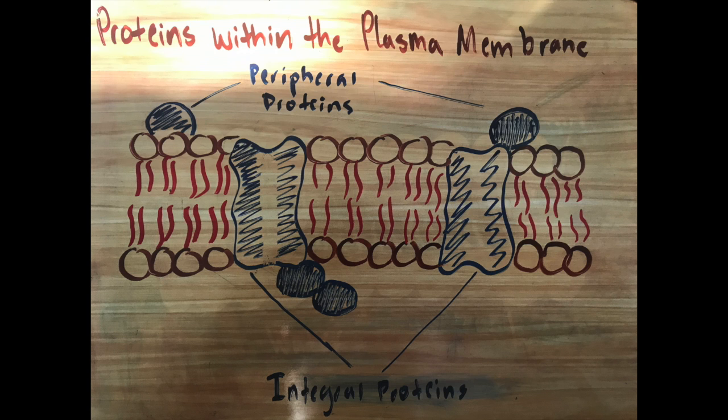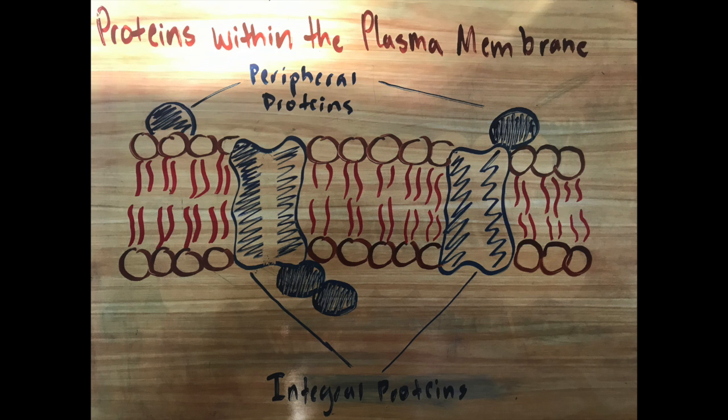The other type of proteins are peripheral proteins. Peripheral proteins are loosely attached to the membrane and often bind integral proteins. These proteins can make the plasma membrane stronger, transport materials through the membrane, participate in enzymatic activity, or help attach cells to other cells.